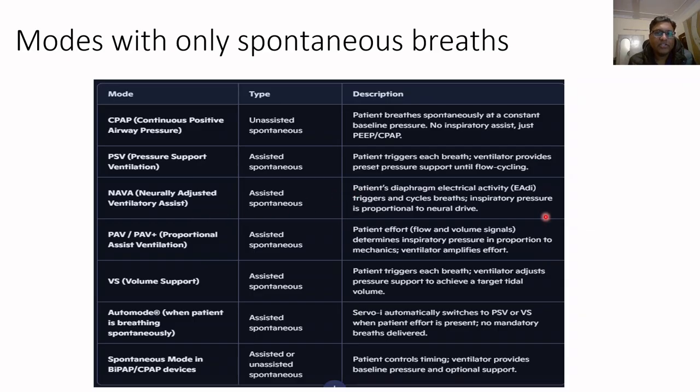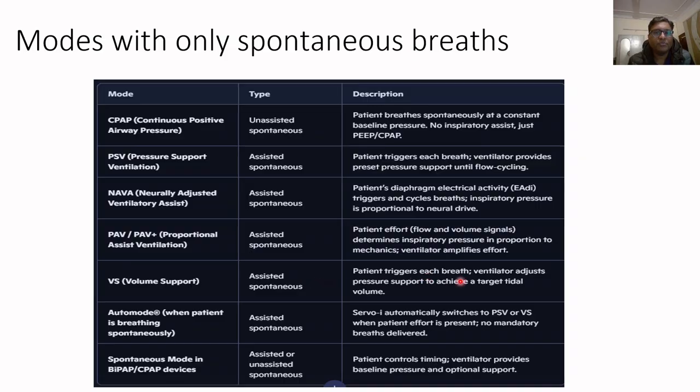NAVA is assisted spontaneous because in proportion to the patient's electrical signal, some inspiratory pressure in proportion to the neural drive is being provided. Proportional assist ventilation, PAV plus, is also a spontaneous mode because patient effort, flow, and volume will determine the inspiratory pressure in proportion to the mechanics. The ventilator will amplify this effort by giving some assistance. This is assisted spontaneous.